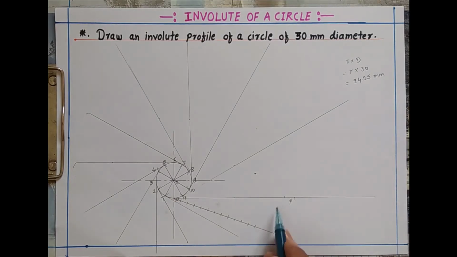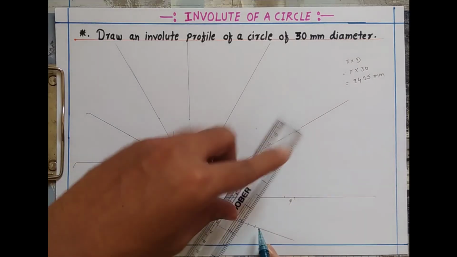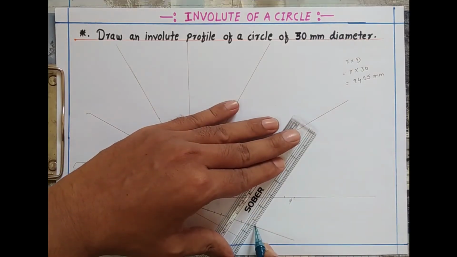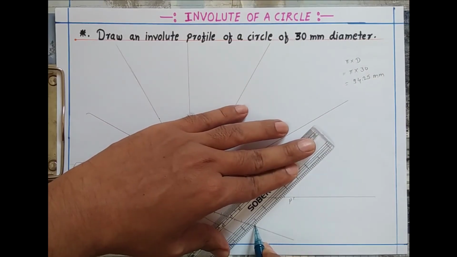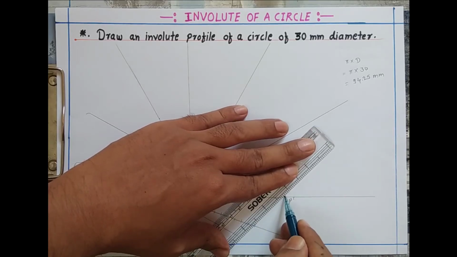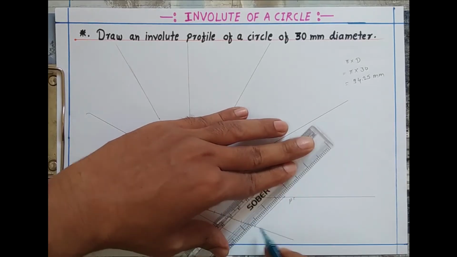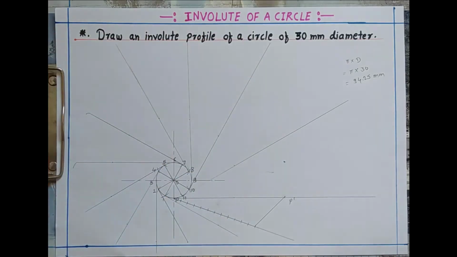Now the last point we have to join with the point P dash. So we connect that end point with the point P dash. After this, we have to draw parallel lines to this line passing through each point. So we go for that. To draw the parallel lines, we can use the ruler scale.